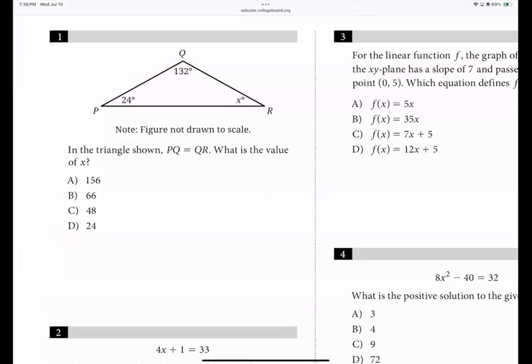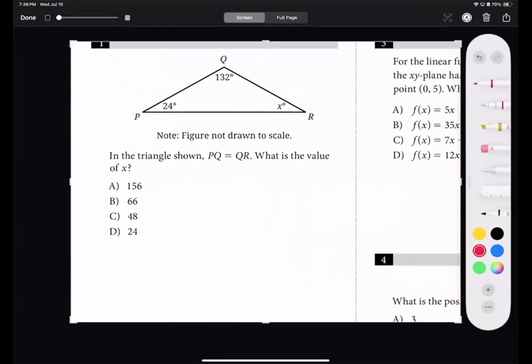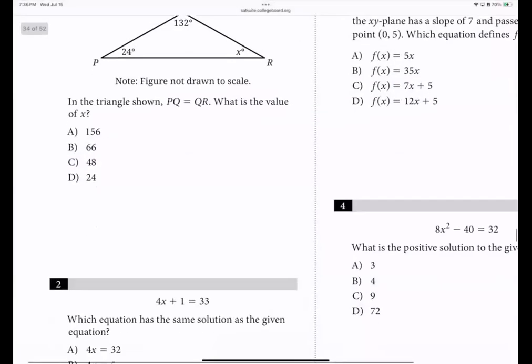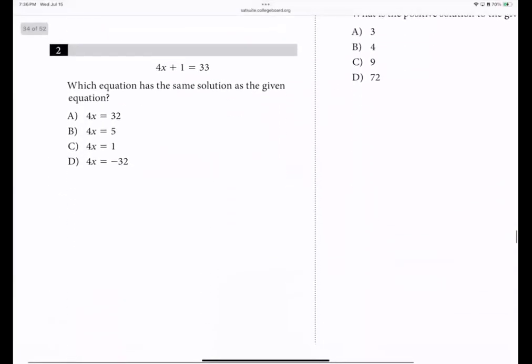Okay, so in the triangle shown, PQ is equal to QR. So this angle is equal to this angle. If this angle is 24, X is 24, D. Very easy. That is much easier than what I did. I did 180 minus everything.